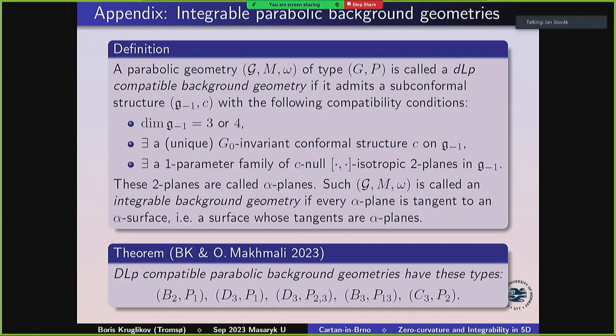And also there exists a one parameter family of null planes, also isotropic with respect to the bracket 2 planes in this. So it's simultaneously null with respect to this, and degenerate with respect to the bracket from wedge 2 of G minus 1 to G minus 2. And if in addition we have something like W equal to 0 for the curvature, that will be called integrable background geometry. Then, actually, the list is very short.